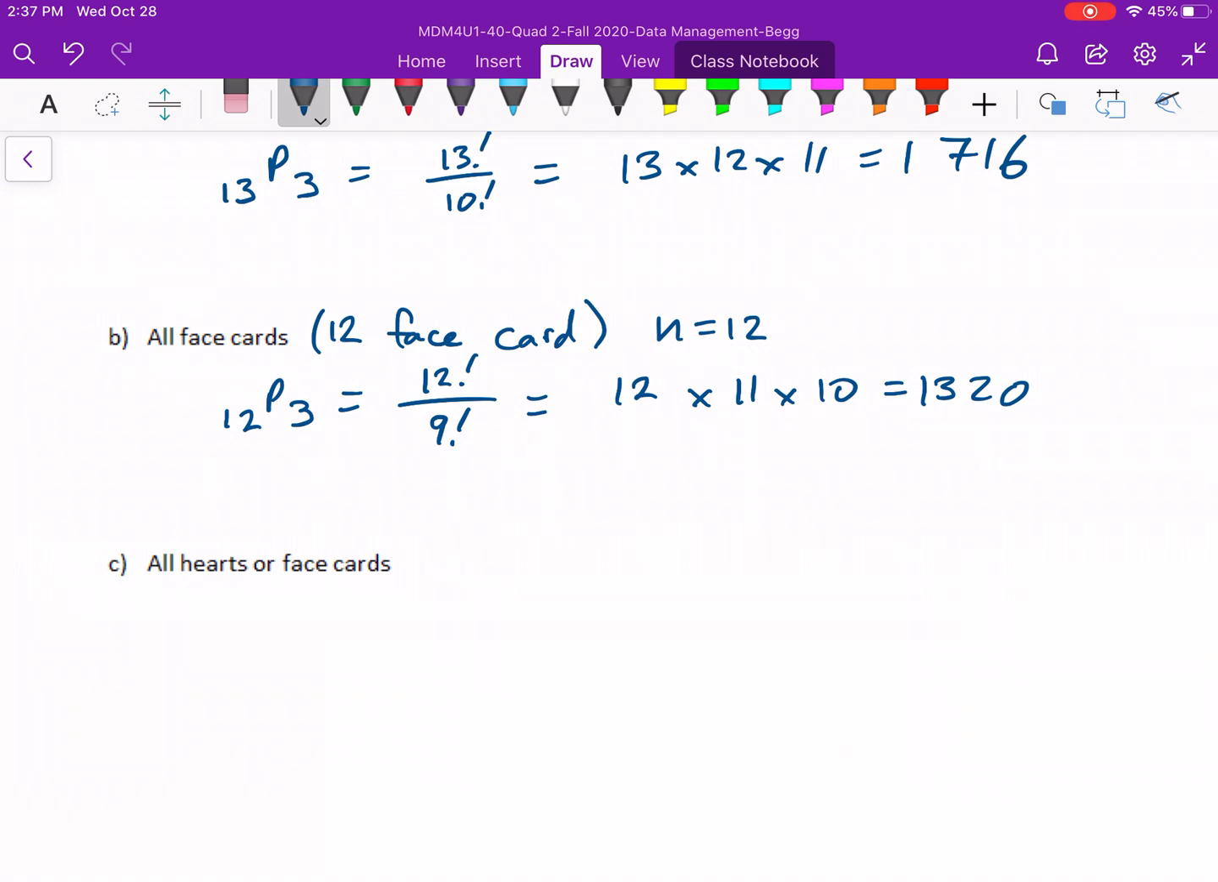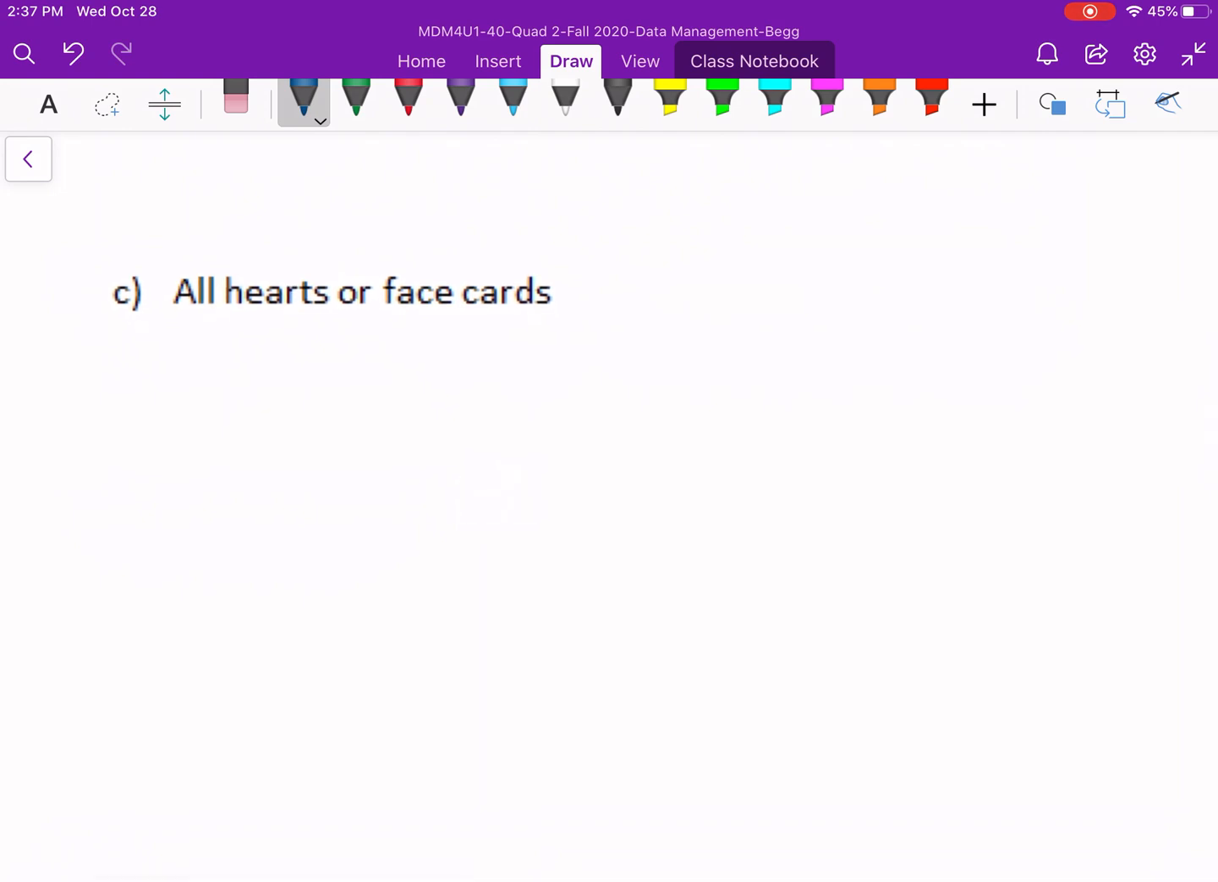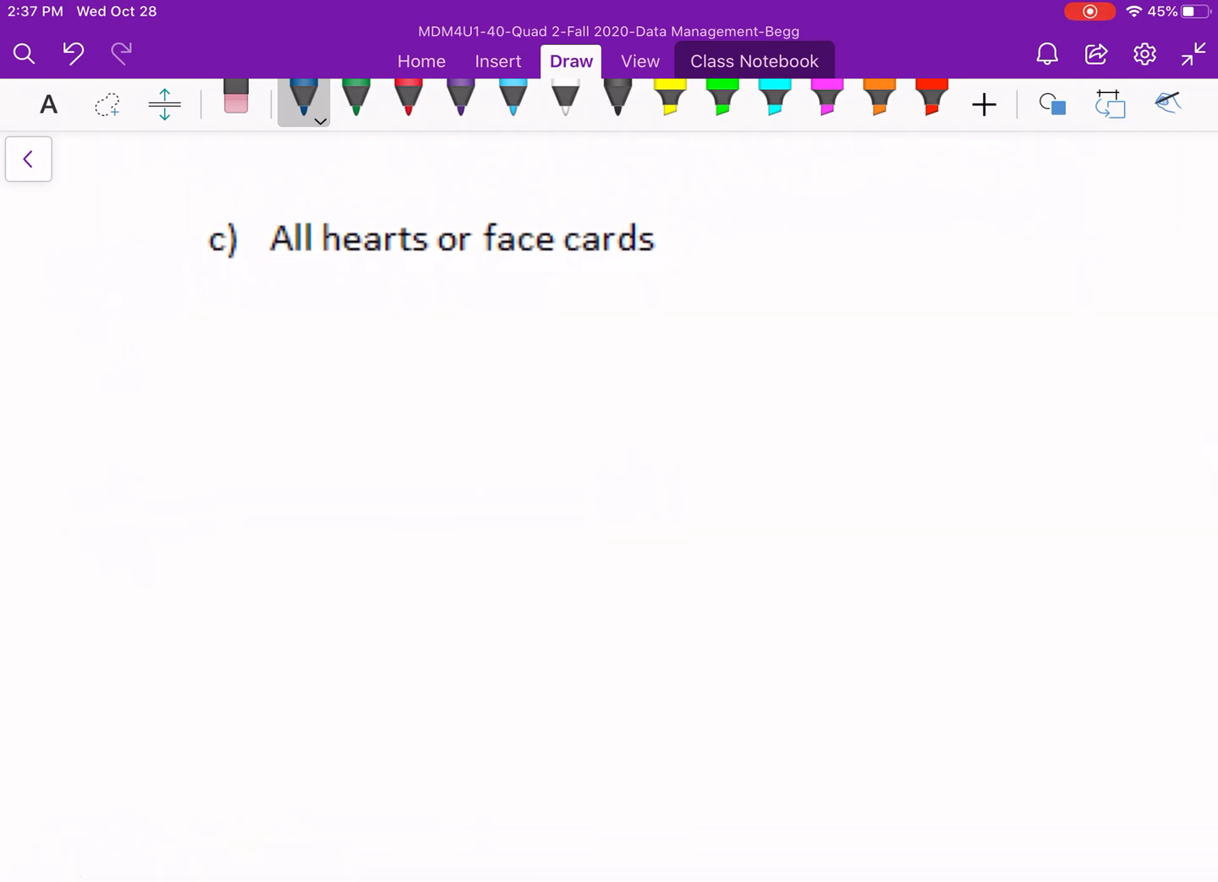Now, all hearts or face. This question is actually a little bit vague, this part I find. When they say all hearts or face cards, I'm going to interpret this to mean 3 hearts or 3 face. So they're all just hearts, or they're all just face.